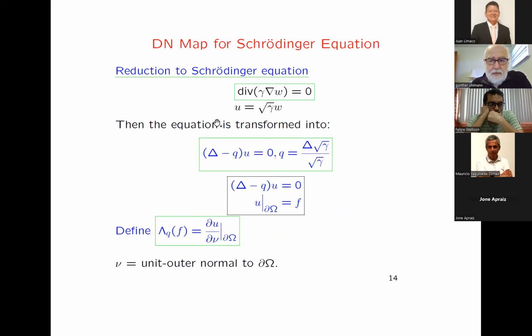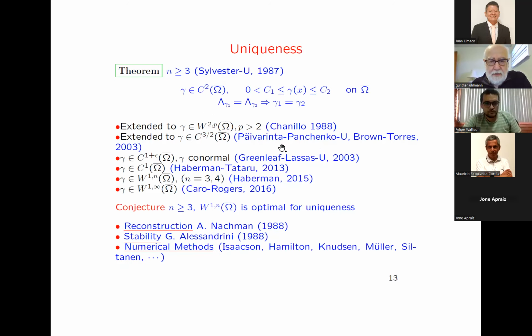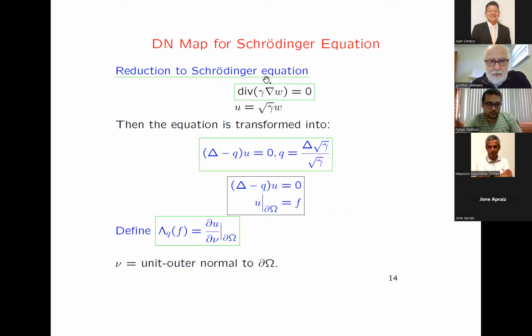So what is the basic idea for all the uniqueness proofs that I mentioned here? It is a reduction to the Schrödinger equation. You make this transformation, and then the question for you now is the Schrödinger equation, Laplacian minus potential, that appears in quantum mechanics, for instance. You put minus lambda squared, but this potential encodes that too. The potential in this particular case is the Laplacian of the square root of gamma over the square root of gamma.